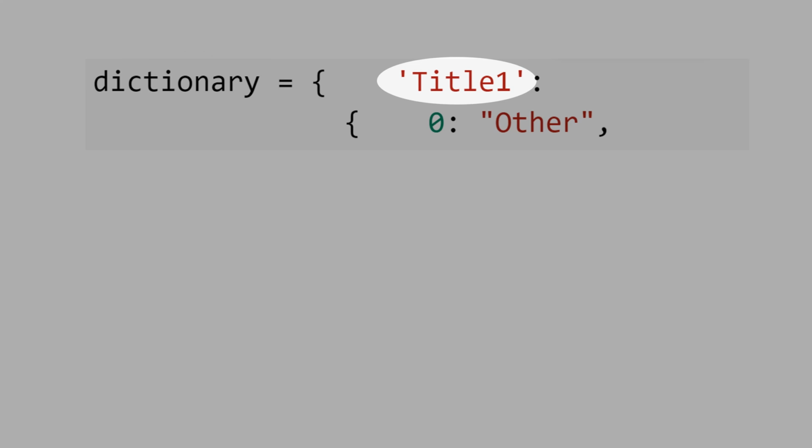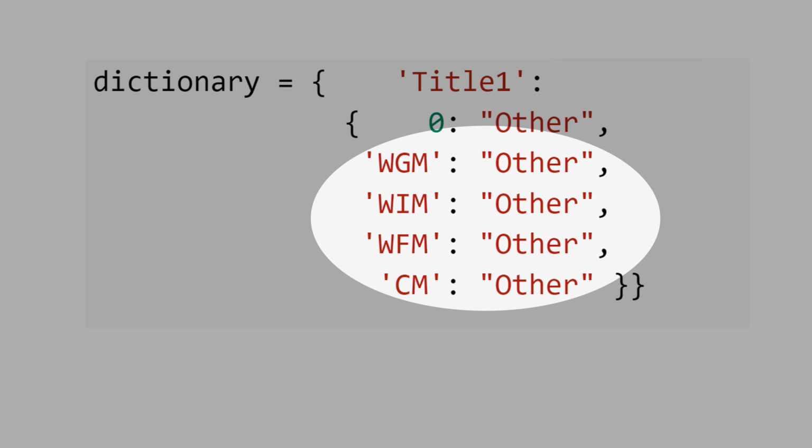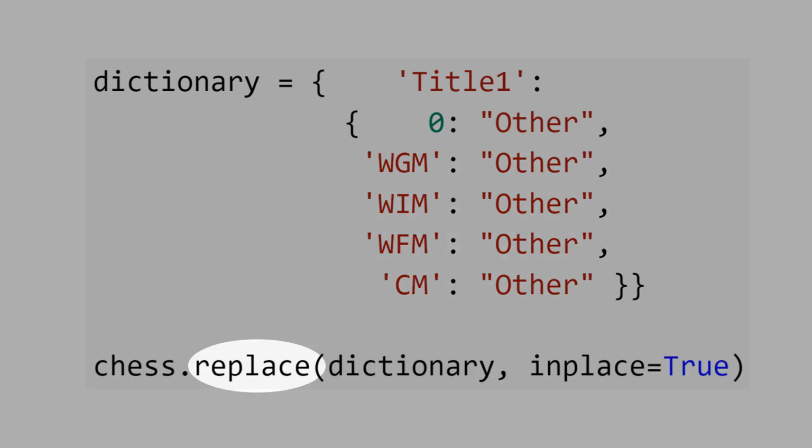First, we need a reference for the variable that we want to change, that in this case is title 1. Now we have to map the changes. 0, we want to recode as other. We also want to recode WGM as other, and the WIM as other, WFM as other, and the CM as other. Now we call the method replace, and we pass the dictionary that we created. We do need to put True for inplace. Otherwise, it is not going to change the dataset chess.